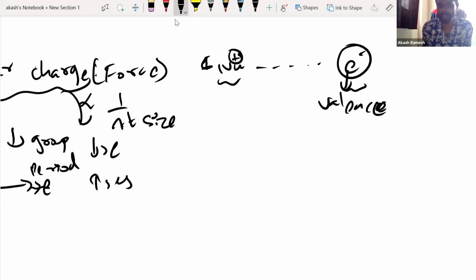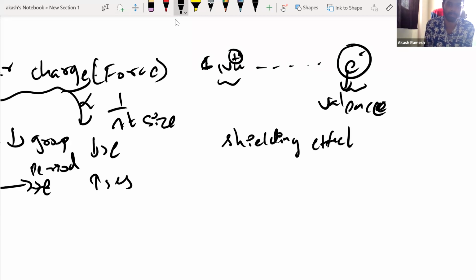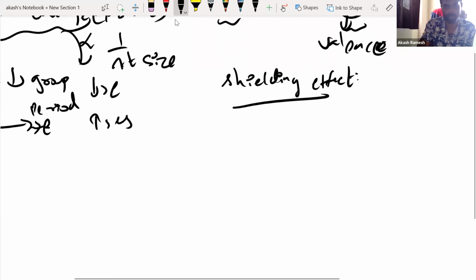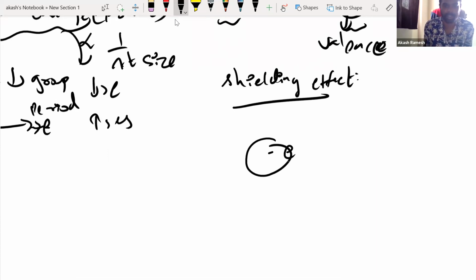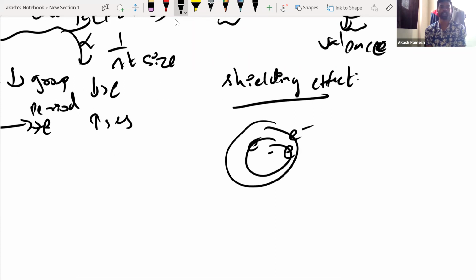Now, as we already gave a quick introduction to the shielding effect last class, we are going to see a little more in depth what is happening here. Say I have the nucleus, the first shell with 2 electrons, and the second shell with 1 electron. The force this particular electron experiences is obviously less than the force experienced by these 2 electrons, because they are closer to the nucleus.